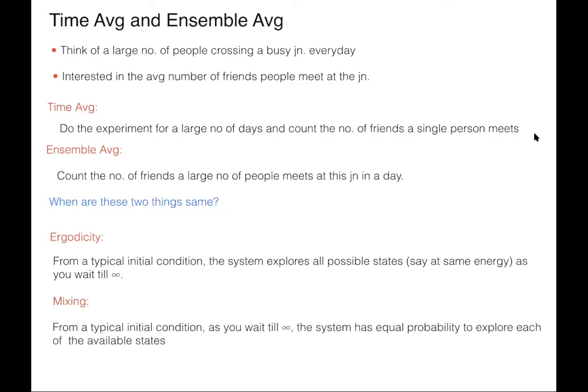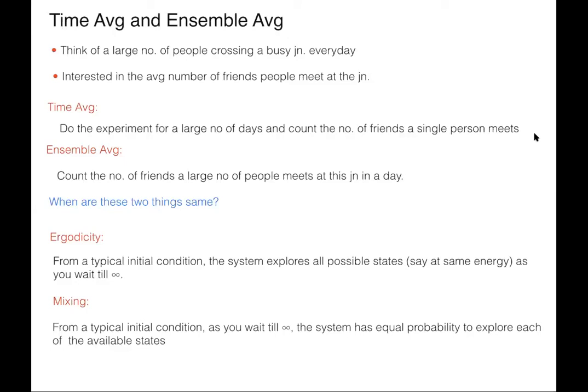And the usual answer that you are given, now coming back to the Hamiltonian and thermodynamics question, is that the dynamics has to be of a very special kind. From any typical initial condition, the system should explore all possible states. Let's say I have conserved energy, so I'm only talking about states with the same energy. And as you wait till infinite time, the system should be exploring all the possible states.